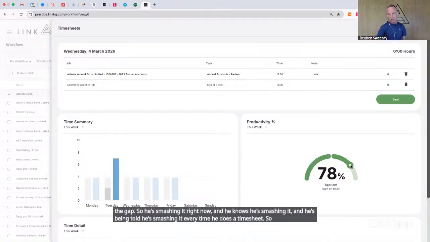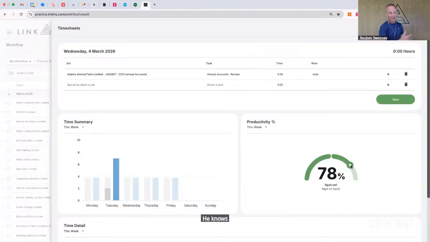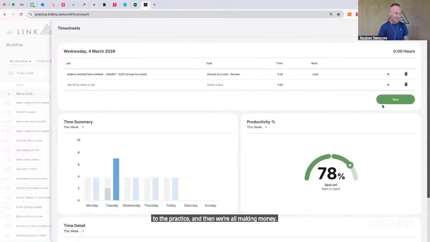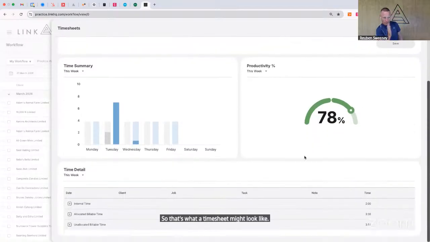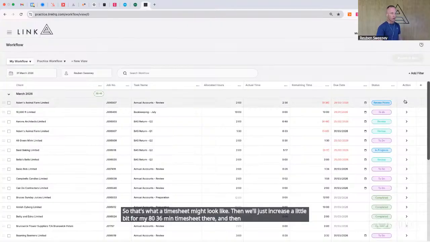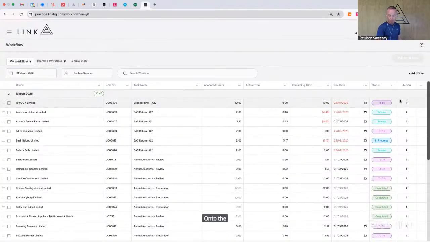So there are no secrets or surprises for Bruce here. He knows what his target is. He sees it every time he does a timesheet. He knows why he's not hitting it and what he can do about it. And so when we come to pay review time and when we come to rule of 55 time, it's pretty easy to see how all of this starts from the timesheet day to day up to the week, to the month, to the individual, to the team, to the practice, and then we're all making money. So that's what a timesheet might look like. It'll just increase a little bit for my 36-minute timesheet there, and then Bruce will move on with his life. On to the next task.